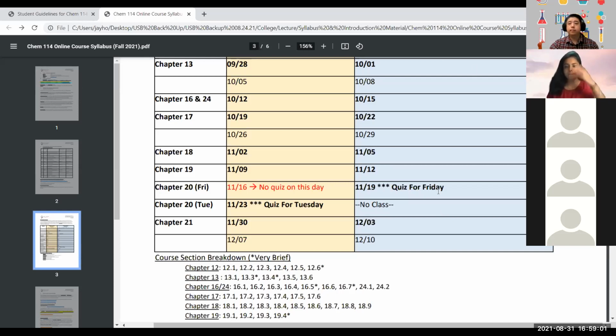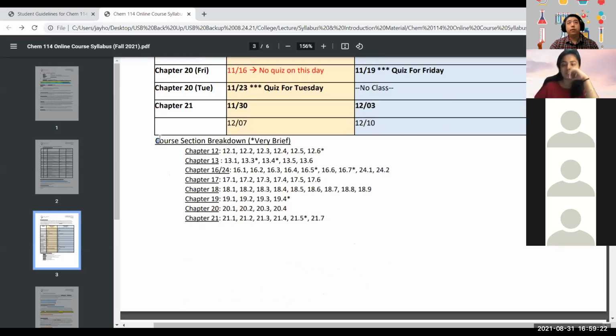Well, Professor, how many chapters are in the final exam? The final exam is going to include chapters 12, 13, 16, and 24 combined together, 17, 18, 19, 20, and 21. So eight chapters, essentially. If you really want to count 16 and 24 separately, nine chapters.